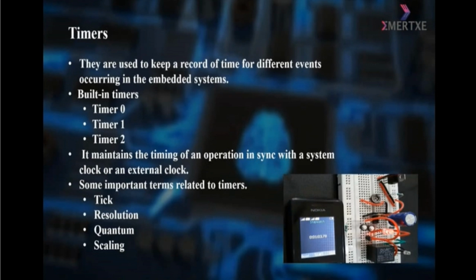Let me explain timers. They are used to keep a record of time for different events occurring in embedded systems. Built-in timers are timer 0, timer 1, and timer 2. A timer maintains the timing of an operation in sync with a system clock or an external clock. Some important terms related to timers: tick, resolution, quantum, scaling.